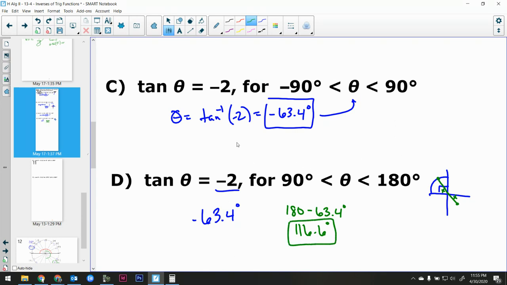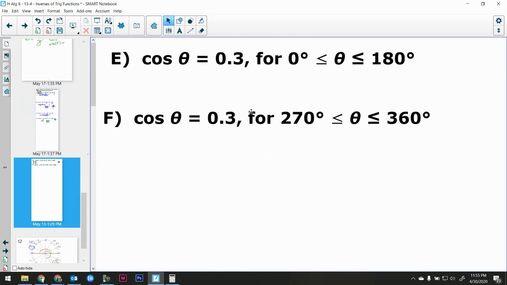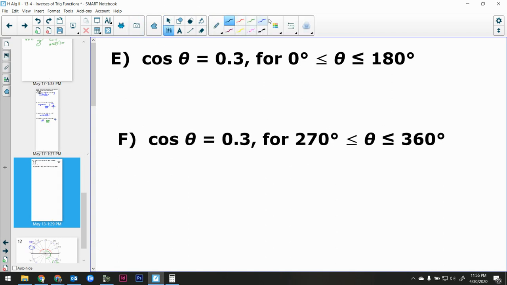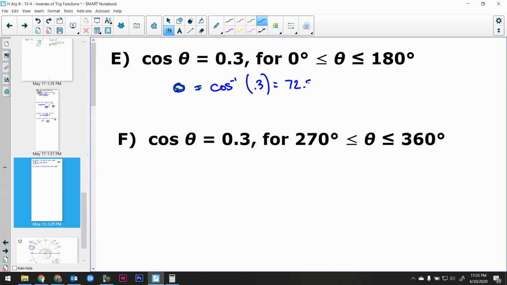Good. Let's do that one more time. Again, I'm going to grab this one here. Okay, so let's find the cosine. Let's say, okay, theta is inverse cosine of 0.3. Okay, so what is that? Let's go to our calculators and actually figure that out. Inverse cosine of 0.3 is 72.5 degrees. Is that from 0 to 180? Yep, so that's good. Okay, now 270 to 360.